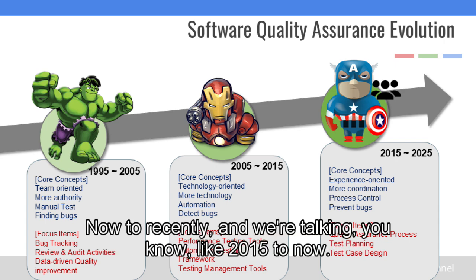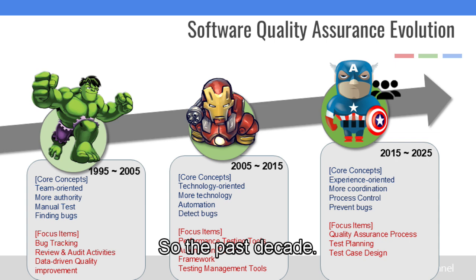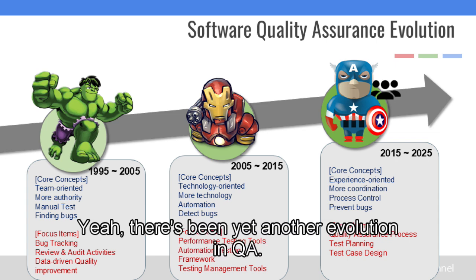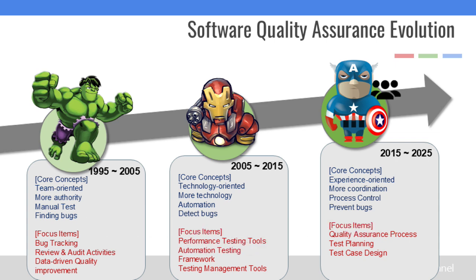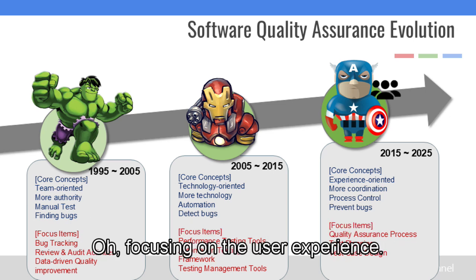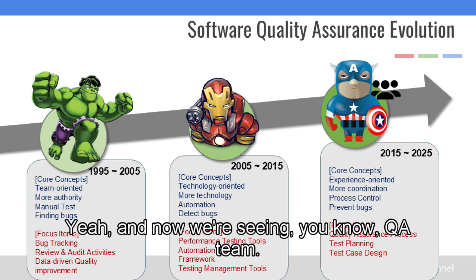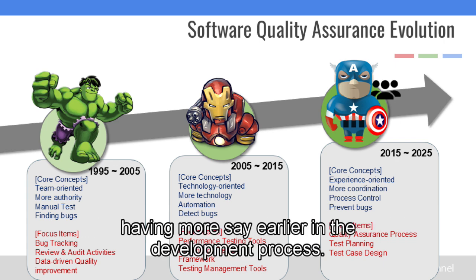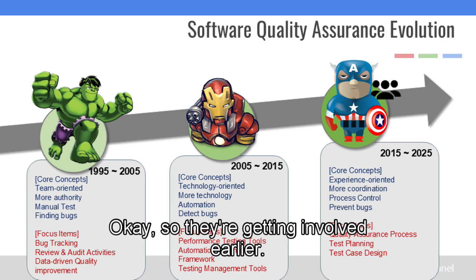Now to recently, and we're talking 2015 to now. So the past decade, there's been yet another evolution in QA, another shift. Interesting. Tell me more. And this time it's moving more towards an experience-oriented approach. Oh, focusing on the user experience. Yeah, and now we're seeing QA teams having more say earlier in the development process. So they're getting involved earlier.